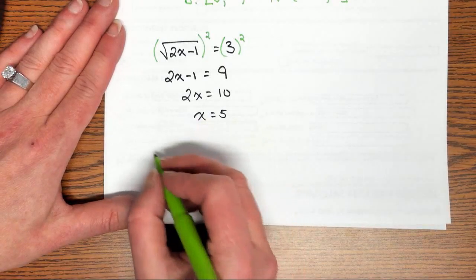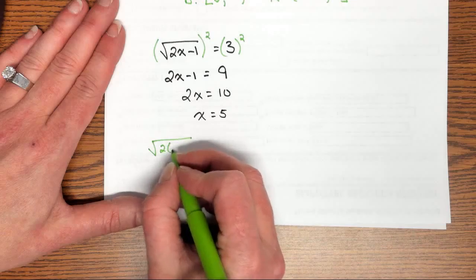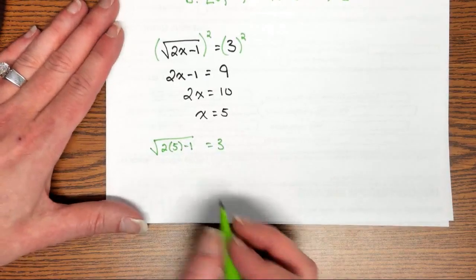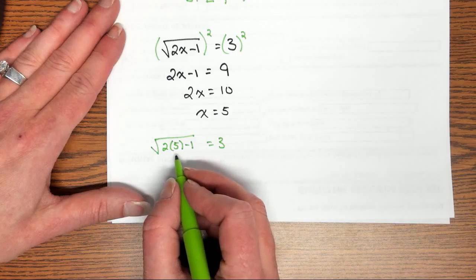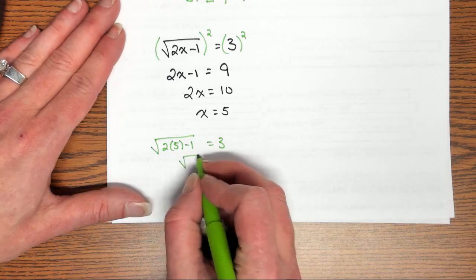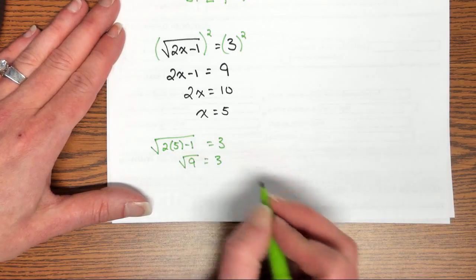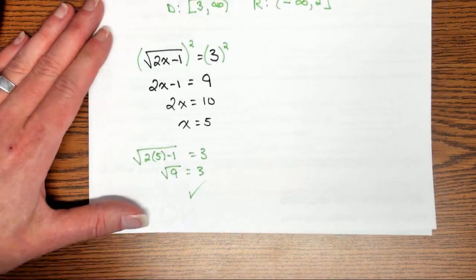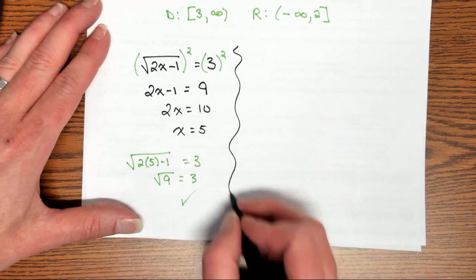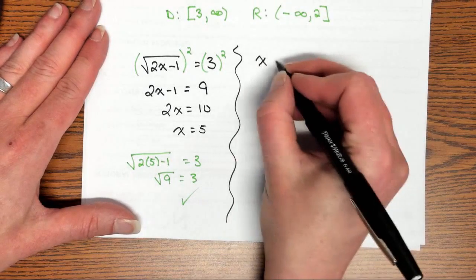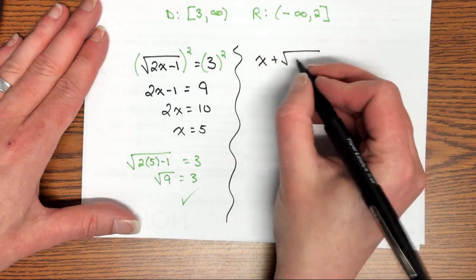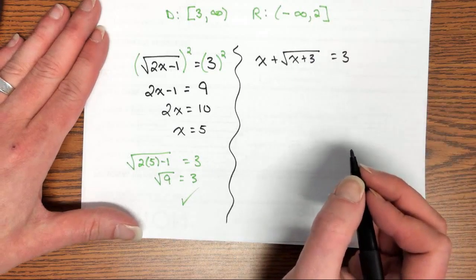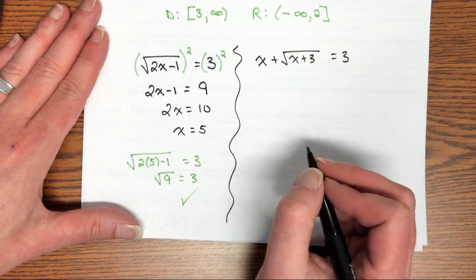So if I plug in 5 into the original equation, that's 2 times 5 is 10, minus 1 is the square root of 9, 3. Yes, it checks. Now, the harder ones. x plus the square root of x plus 3 equals 3. Okay, so we've got to isolate the square roots.